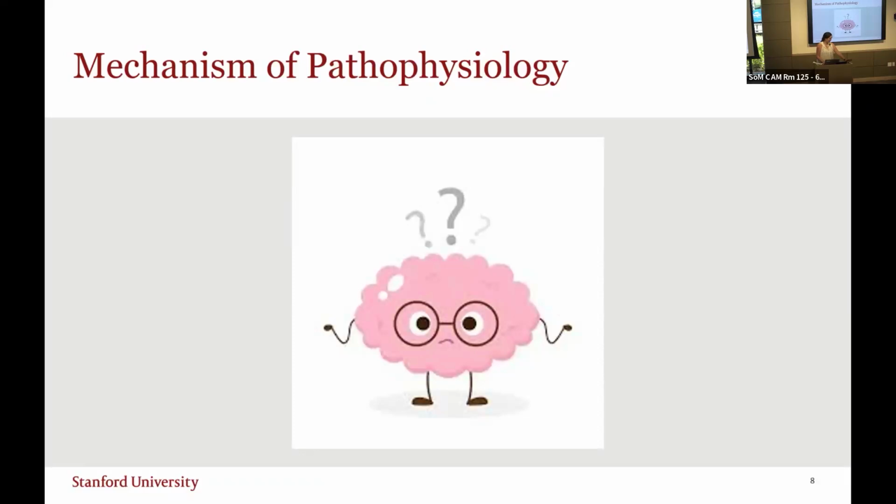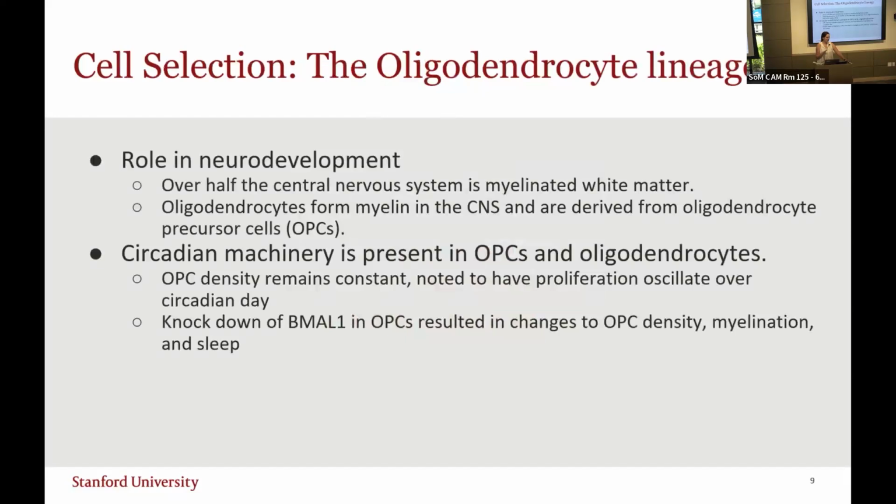So this is a really complex question. I'm not going to answer it in my 4 months of research, and I'm not going to give you the answer in this 13-minute presentation. But I wanted to emphasize that we have multiple layers of circadian regulation, and we also have the huge complexity of the developing brain. So to better focus this question, I actually zeroed in on a specific cell lineage, and I chose the oligodendrocyte lineage. There's a few reasons for this. The first is that we know there's a role in neurodevelopment.